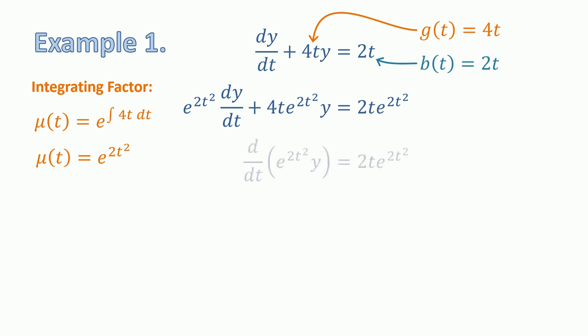Check to see that the left side really is the derivative of e to the 2t squared times y. You might want to pause the video and check this using the product rule.